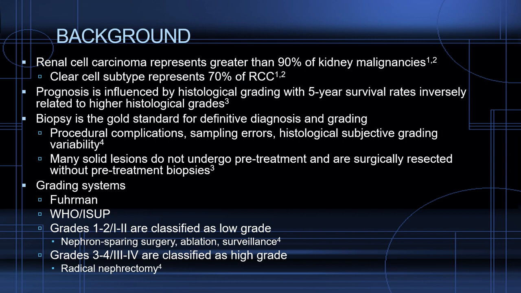The histological grading systems encountered in my research are the Furman and the WHO International Society of Urological Pathology Systems, with grades 1 and 2 designated as low grade and grades 3 and 4 being high grade. The grading determines the management received by the patient, with low grades suitable for conservative management and high grade undergoing radical nephrectomy.